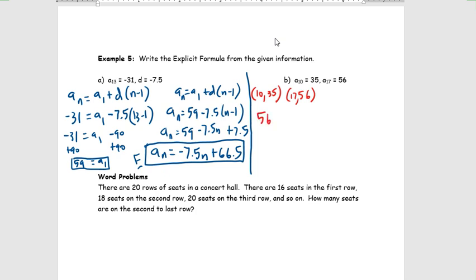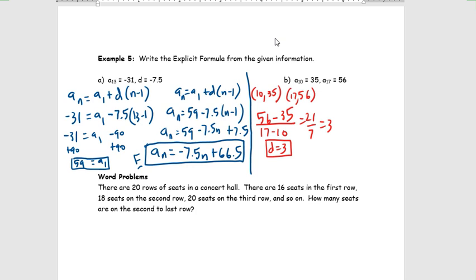So we would have y sub 2 minus y sub 1 over 17 minus 10. Well, what does that give us? That gives us 21 over 7, or 3. So we now know that our common difference between terms here is 3. All right.